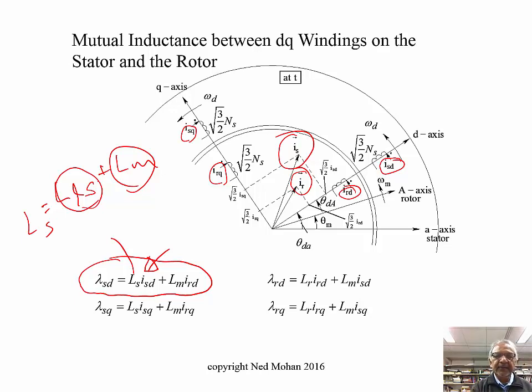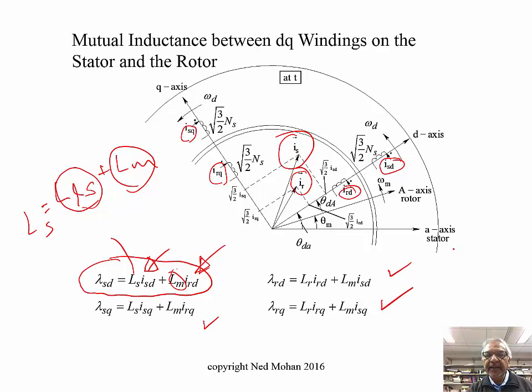Then we have another term which is due to the magnetic coupling between the rotor and the stator. By having current in the rotor D winding, we have this term L sub m times IRD contributing to the stator flux linkage in the D axis. We can make the same argument for these other three expressions. No difference, it is the same argument.